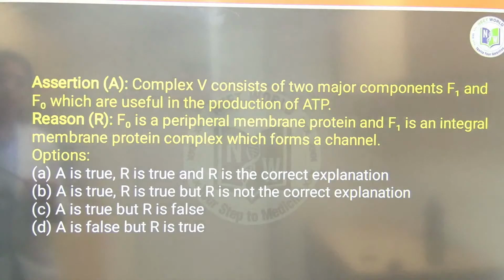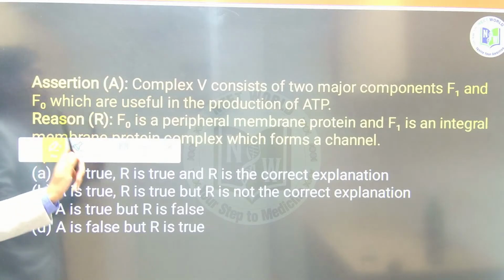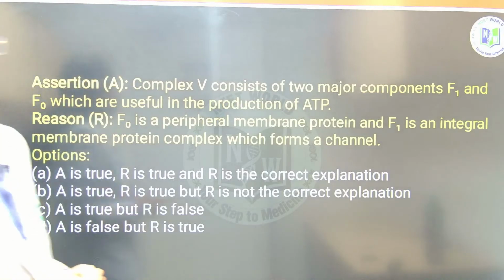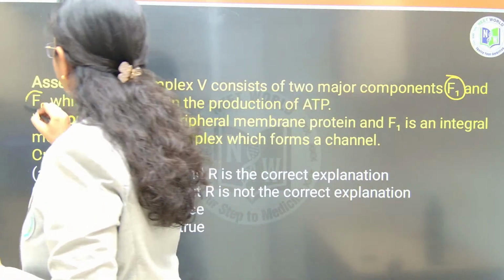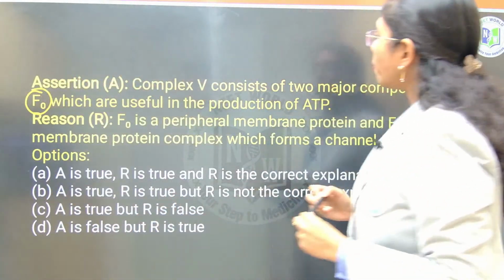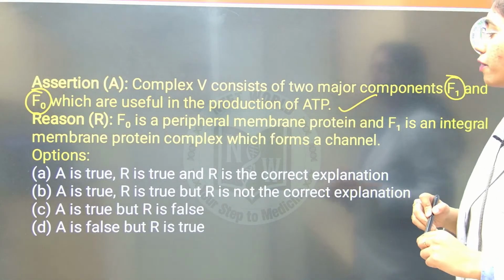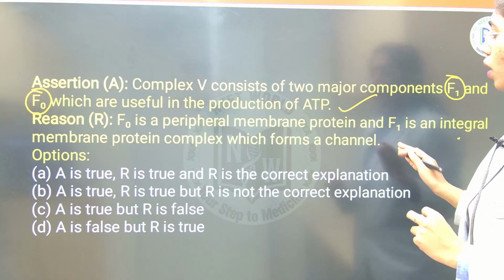Look at the assertion reason question. Complex V in assertion. Complex V consists of two major components, one is F1 and the other is F0, which are useful in the production of ATP. This is true. Reason: F0 is a peripheral membrane protein and F1 is an integral membrane protein complex which forms a channel.